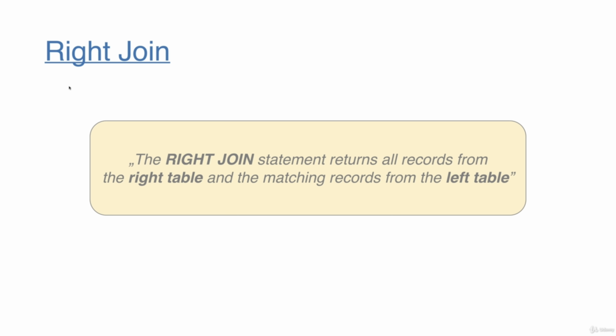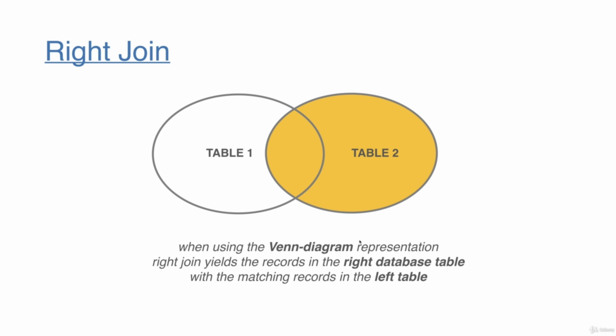So again, what is the motivation behind right join? Of course, we would like to get data from multiple tables. So the right join statement returns all records from the right table and the matching records from the left table. So if we are dealing with the Venn diagram representation, then right join yields the records in the right database table as far as table 2 is concerned, with the matching records in the left table. So the intersection is going to represent the matching records as far as the two tables are concerned.